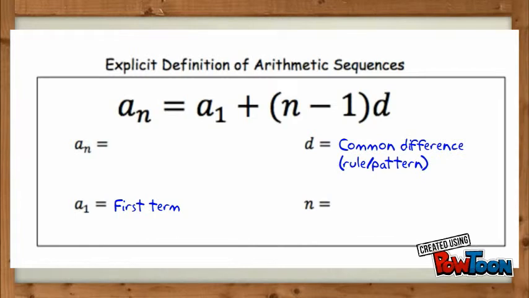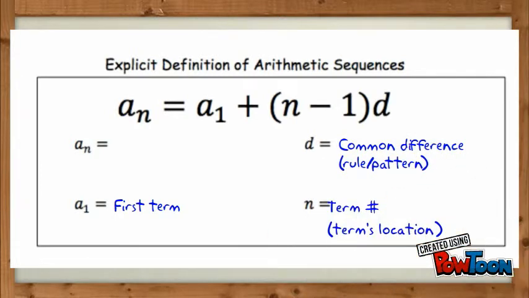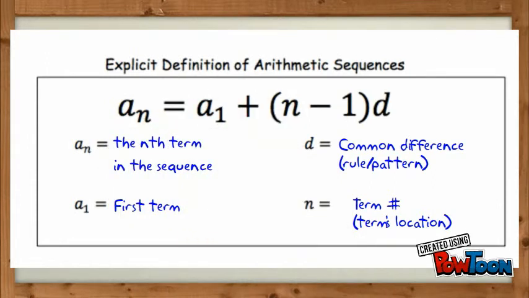Think back to the first day of sequences. n stands for the term number, the term's location in the sequence. So if I have a sub 5, that's the fifth term in the sequence, where n is equal to 5. So n is term number. The last part, a sub n, stands for the nth term in the sequence. When you're given a problem, this is what tells you what term of that sequence you want to find.